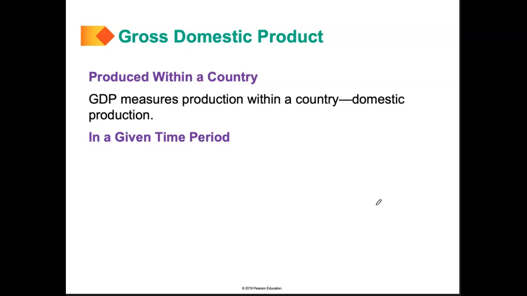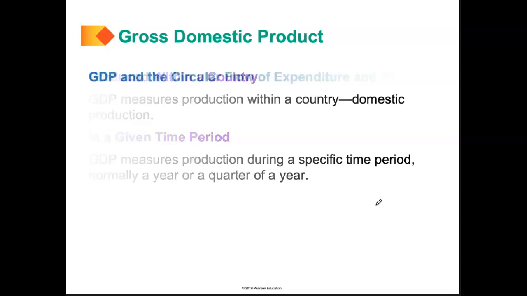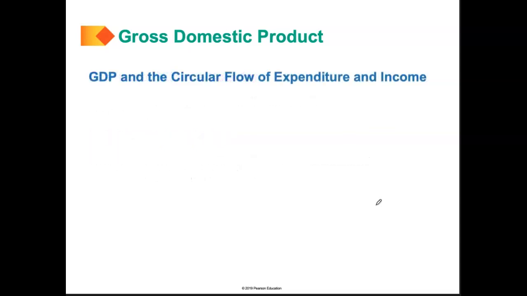Okay, and then it also has to be produced within a certain given time period. So usually GDP is measured annually or quarterly. Okay, right. So GDP is basically linked to income and at the same time is linked to expenditure. And we use what we call a circular flow diagram to explain how GDP is linked to expenditure and how GDP is linked to income.